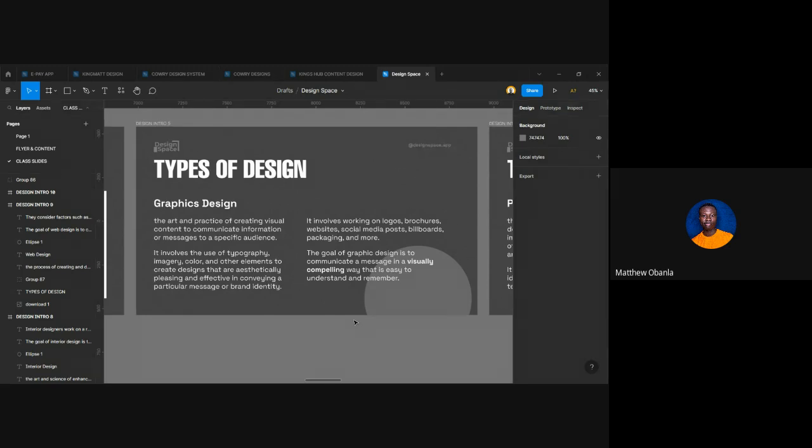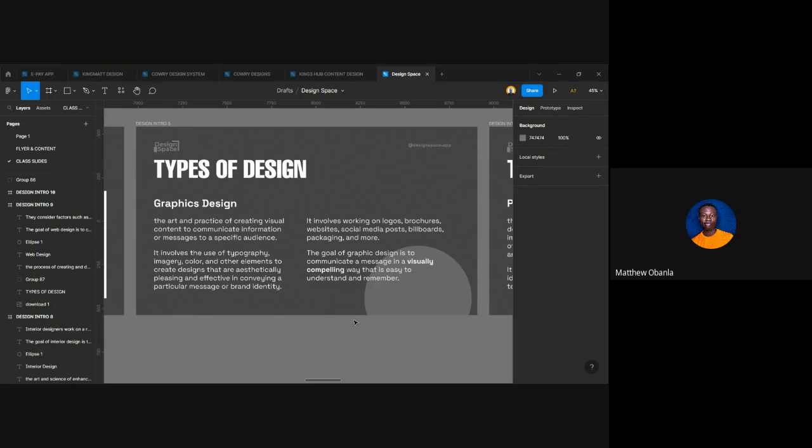Like I mentioned here, it involves the use of typography, imagery, color, and other elements to create designs that are aesthetically pleasing. When I say aesthetically, there has to be some input of aesthetics. It should be aesthetically pleasing and effective in conveying a particular message or brand identity. So the things to consider whenever you are doing graphic design are aesthetics, and it has to be effective in conveying a particular message. You get what I mean? Those two things have to be in place.